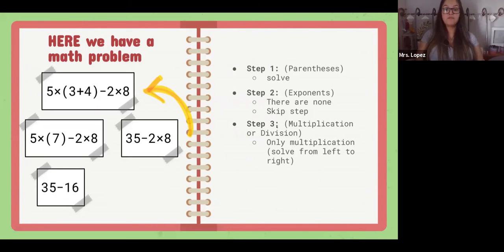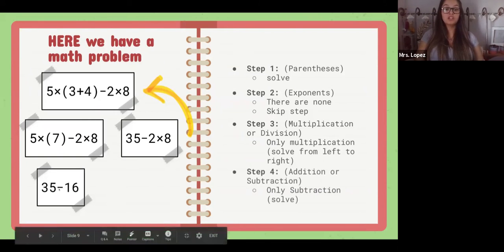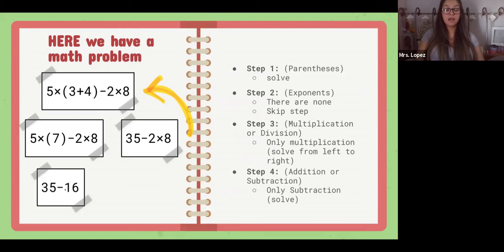We know step 4 is addition and subtraction. So we only see subtraction, so we're going to solve for the subtraction. So 35 minus 16 gives you 19.